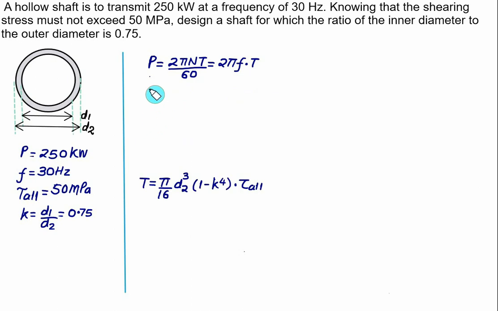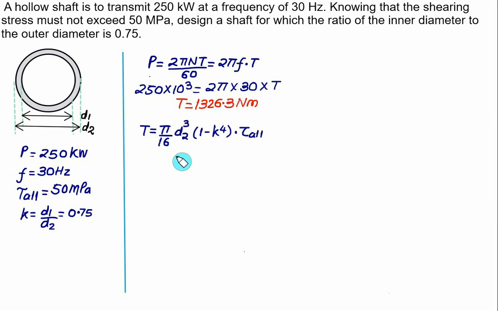This time power is given as 250 kilowatt, so we have 250 into 10 to the power 3 equal to 2 pi f, because frequency is known. So we have 2 pi, and frequency equal to 30, multiplied by torque T. So we can very well solve here for torque T. This value of torque will come in Newton meter, and this answer is very close to 1326.3 Newton meter.